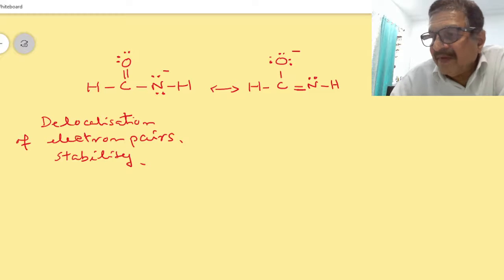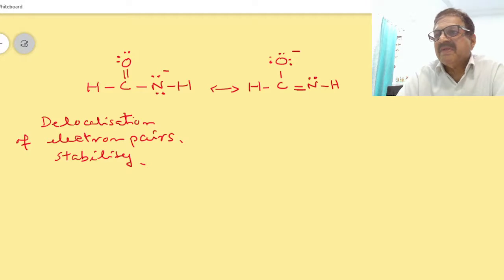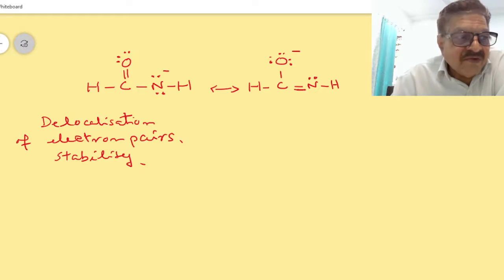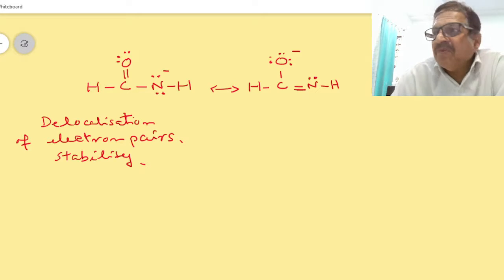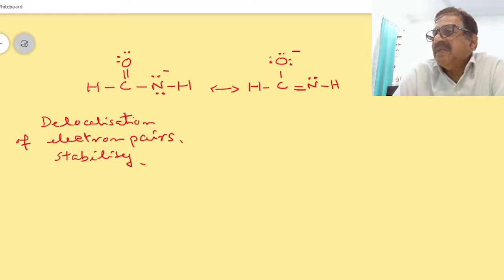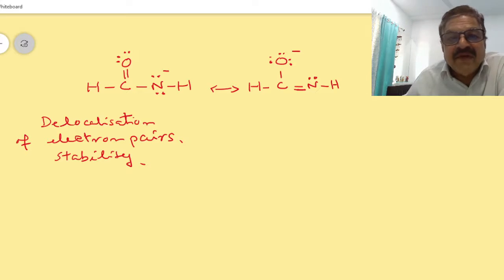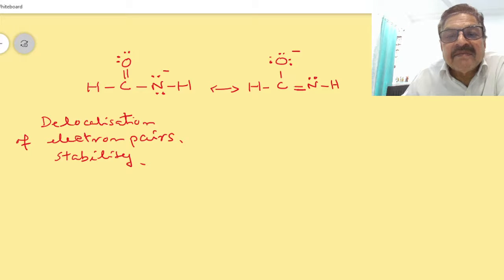Now, how will you draw the resonance structure? The important point we have to see when drawing resonance structures is the first thing you should remember: there is no change in the position of the atoms here. Atomic position remains the same, correct? Only the position of the electrons will be different. No change in the position of the atoms in the Lewis structure, correct? That is how we will have to draw. That is a fundamental principle.